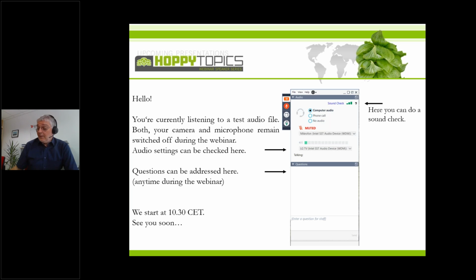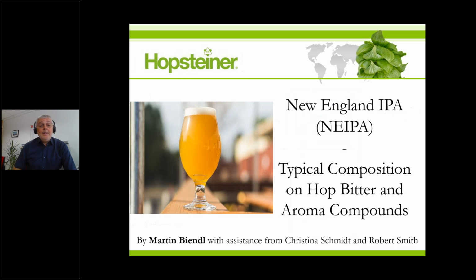It's again on the topic of the New England IPAs. Last week in the webinar, you learned about characteristics of this beer style. And as you can see here in the picture, it's a very hazy beer. And today I would like to give you some information on the typical composition of hop bitter and hop aroma compounds in this beer style.